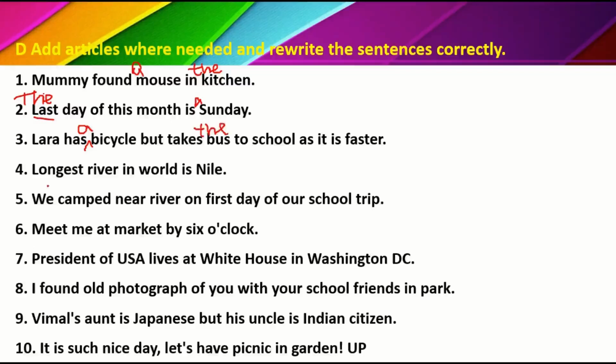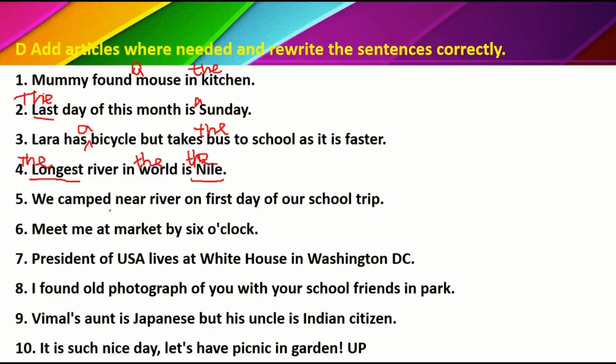Now let's see the fourth one. Longest river in world is Nile. Here, longest, the word longest is a superlative degree, so we have to use the in front of that. The longest river in the world is the Nile, because Nile is the name of the river, the Ganga, the Jamuna. So in front of the rivers, in front of the mountains, in front of oceans, we have to use the word the in front of that.